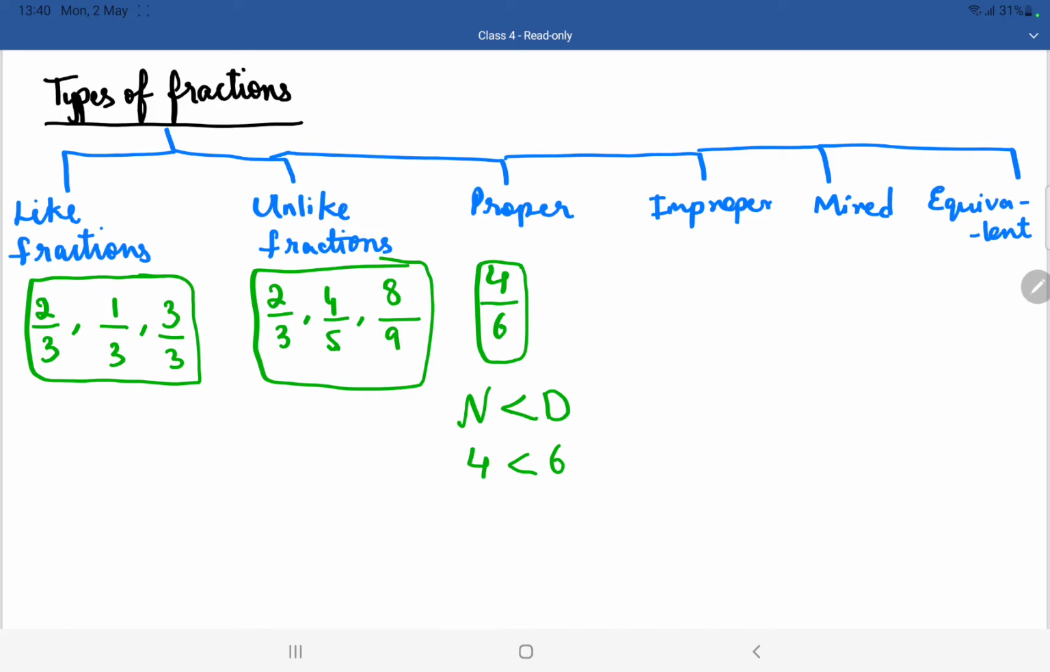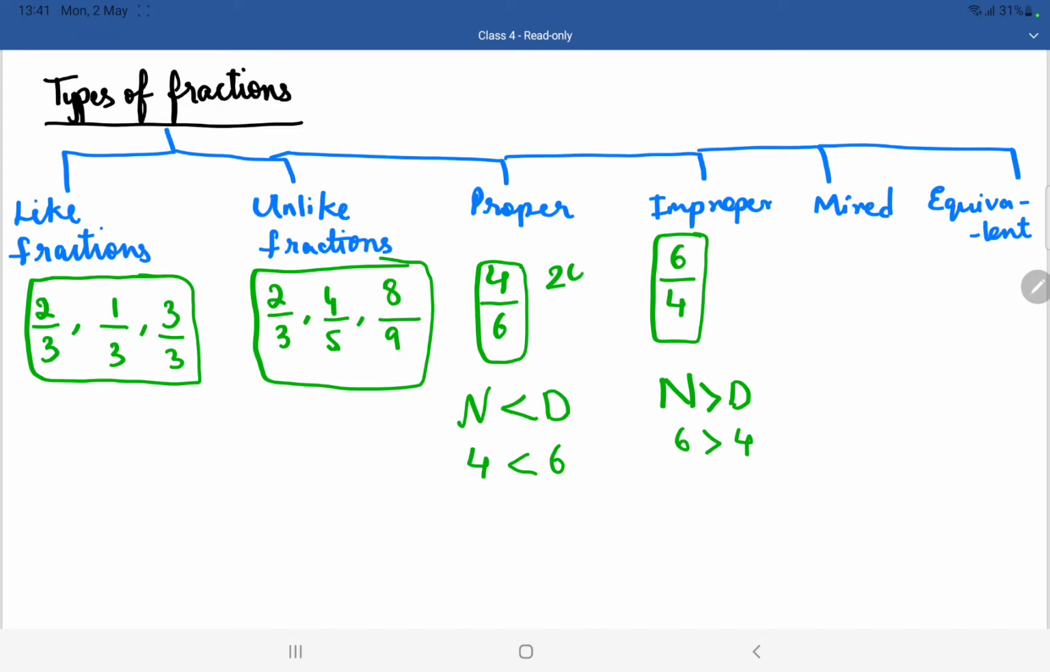Coming to improper fraction, it is exactly opposite to proper fraction. What is meant by improper fraction? Whenever the numerator is greater than the denominator, it comes under improper fraction. Here in this case, the numerator is 6 and the denominator is 4. So here 6 is greater than 4, which means the numerator is greater than the denominator. So whenever numerator is greater than denominator, it comes under improper fraction.